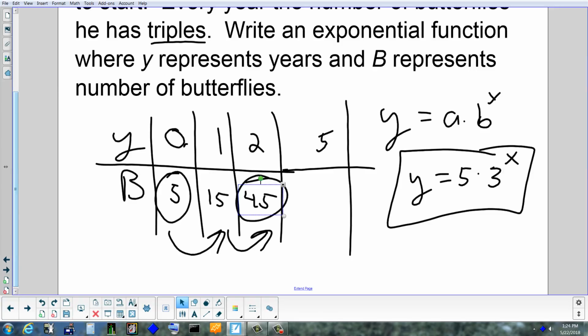You would probably fill in something we just did. Fill in what for X? 40. Just type that in on your calculator. 5 times 3 to the 40th power. Times 3 is 135. It's going to be in the billions.